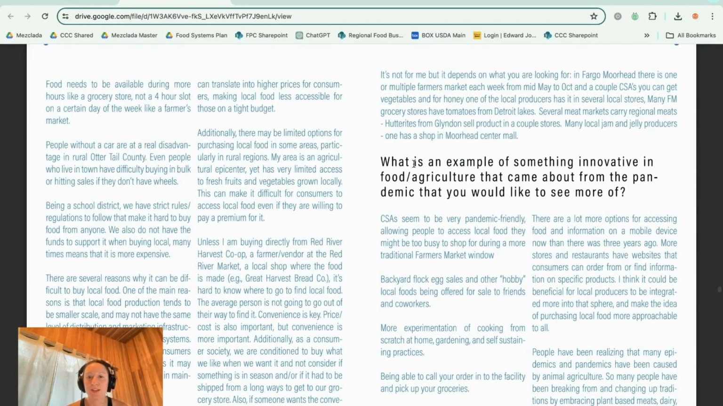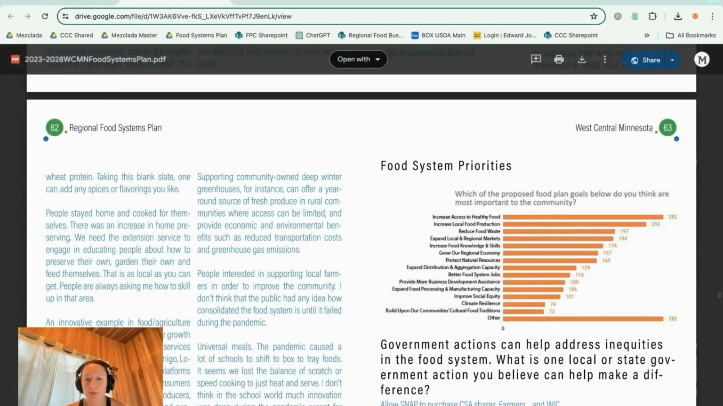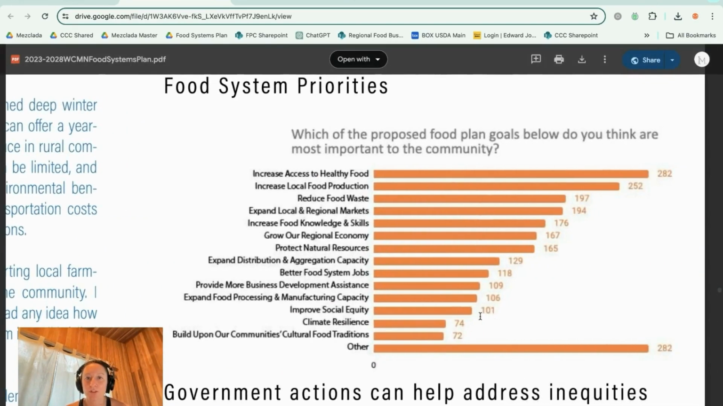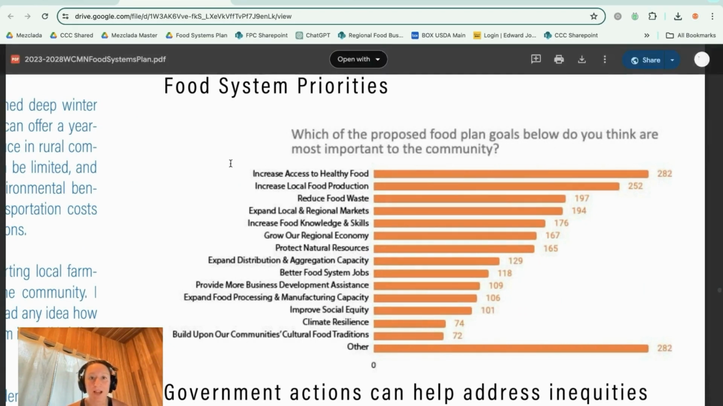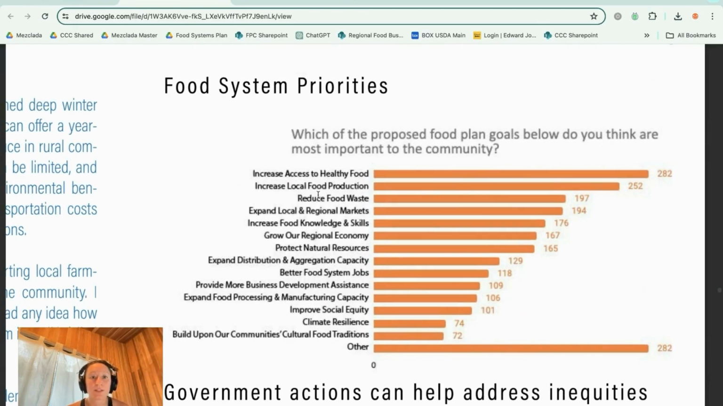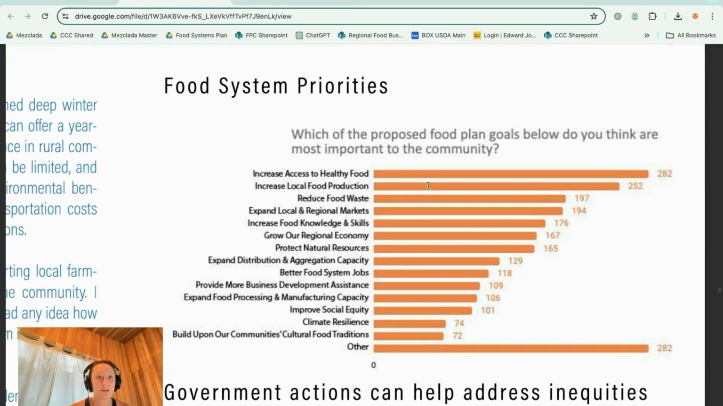We asked people, what is an example of something innovative in food or agriculture that came about from the pandemic that you would like to see more of? And then we also asked people to prioritize which of the proposed food plan goals they think are most important to the community: access to healthy food, increasing local food production, reducing food waste, expanding local and regional markets. And what's kind of cool is that even out of these priorities, working with what would later become food council members, they identified some of the same priorities.